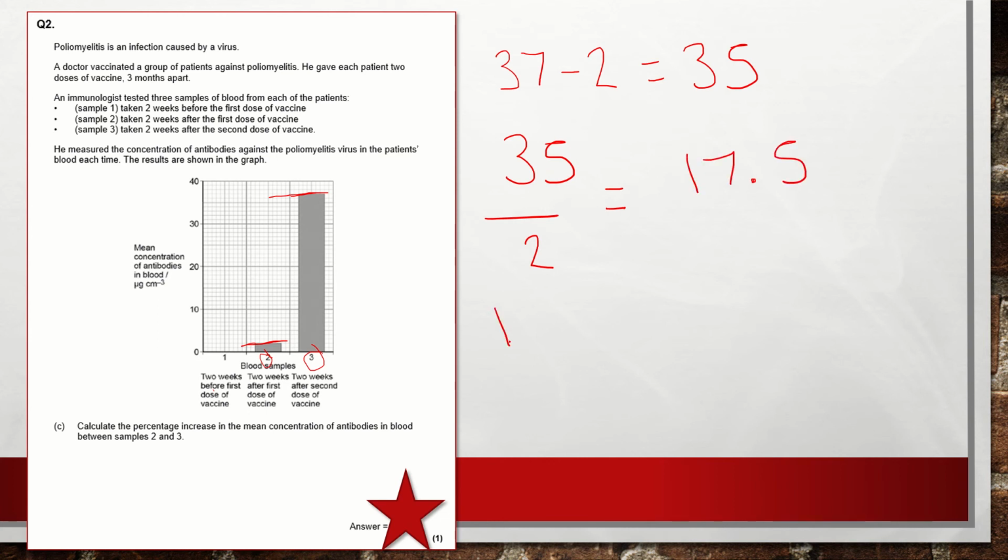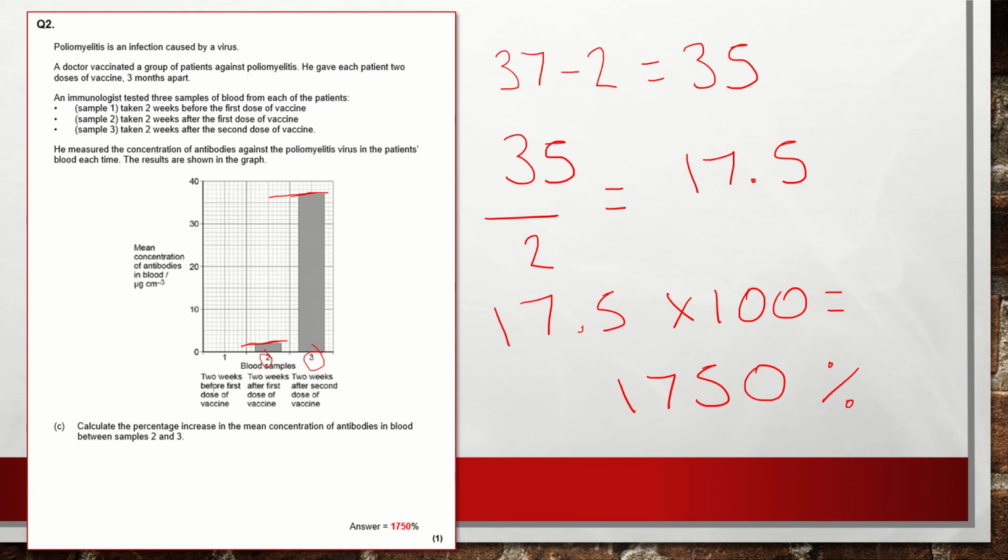But remember, we need to multiply that by 100 to give us our percent. So we're going to have 1,750% increase. So if we have a look at our answer, according to our mark scheme, that's exactly that. Okay, so we've got 1,750% increase in the mean concentration of antibodies in blood samples between samples 2 and 3.